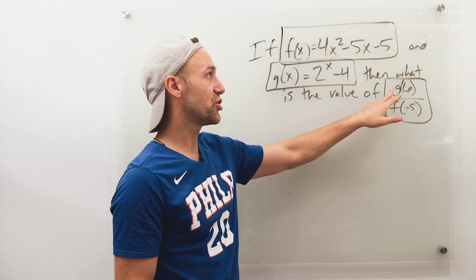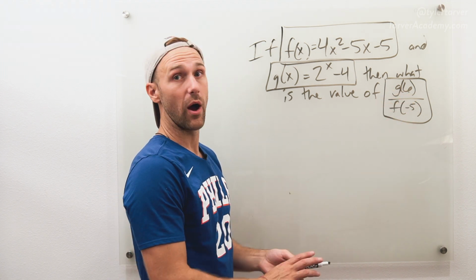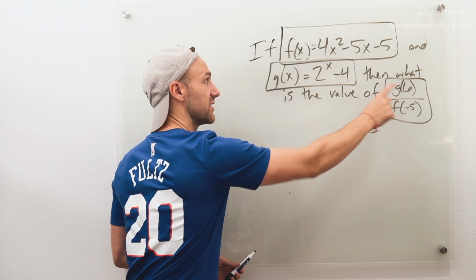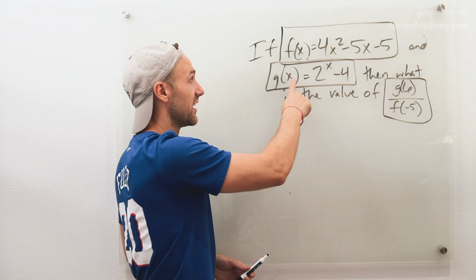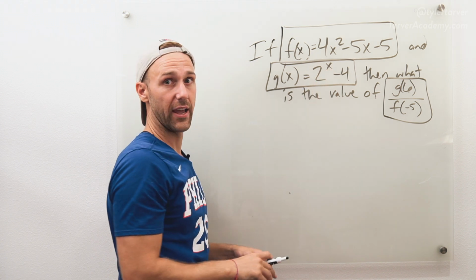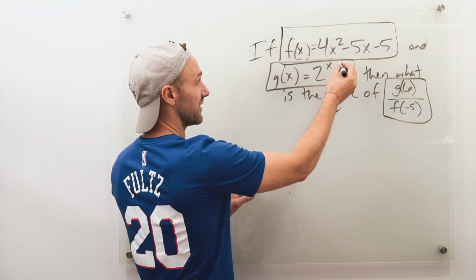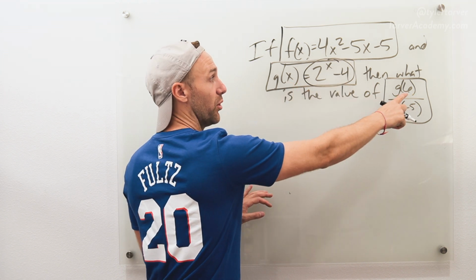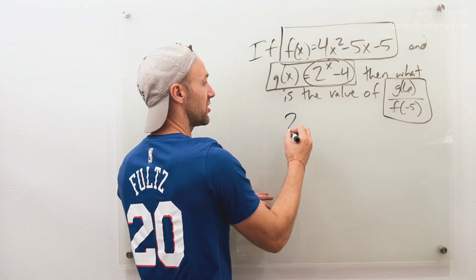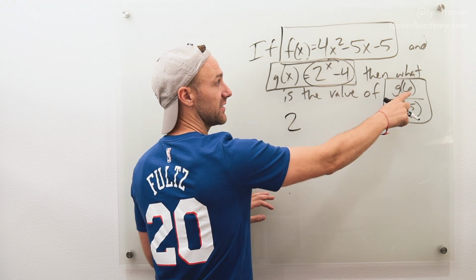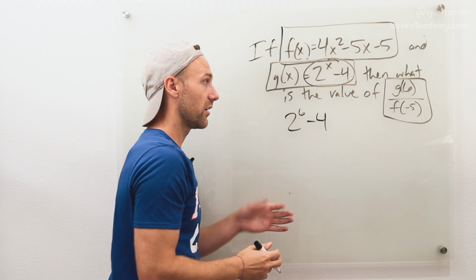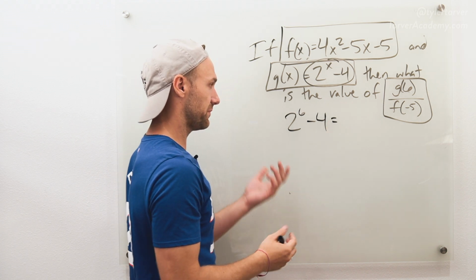So right here, it says g of 6. So I'm gonna look at my equation that has the g of x. That 6 is going to replace the x in this equation, okay? So what I wanna do is I wanna take this equation right here, and I wanna use the number that they're saying, put that in for x. So it's 2 to the 6th power minus 4. Okay, so I'm gonna find out what that answer is.